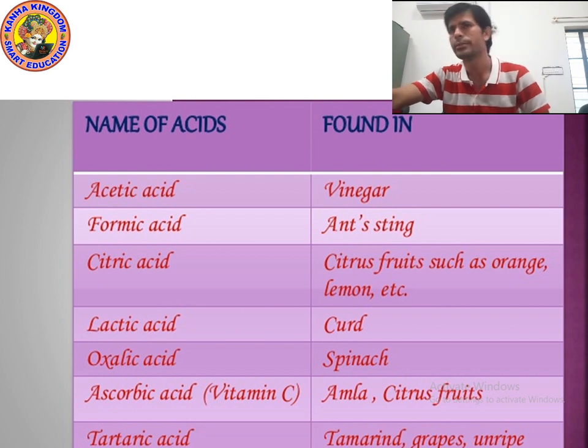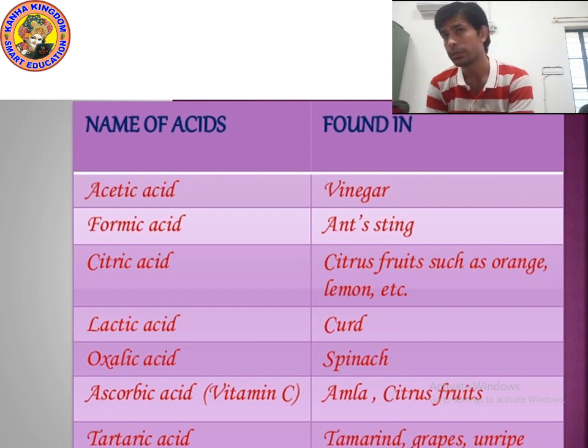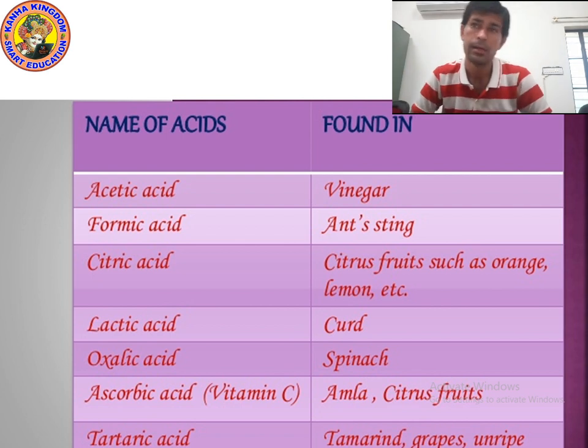Citric acid is found in citrus fruit such as orange, lemon. Yes. Lactic acid is found in curd. Do you remember? I already explained all these.